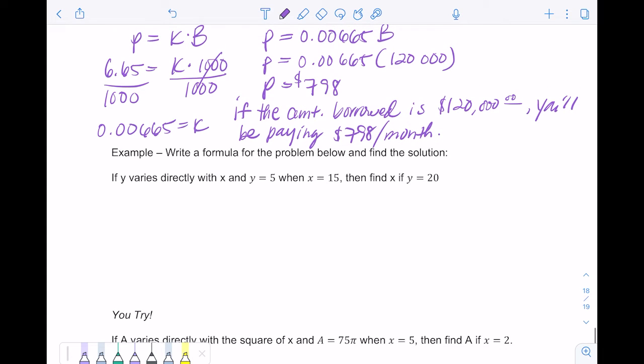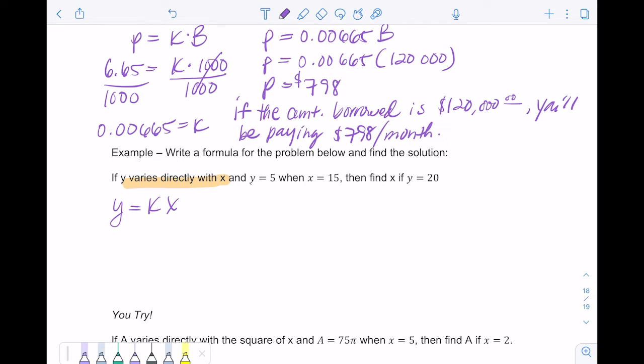Let's practice another problem. Write a formula for the problem below and find the solution. Here's my key phrase. It says y varies directly with x. So that tells me that y equals k times x. y equals 5 when x equals 15. So find x if y equals 20.